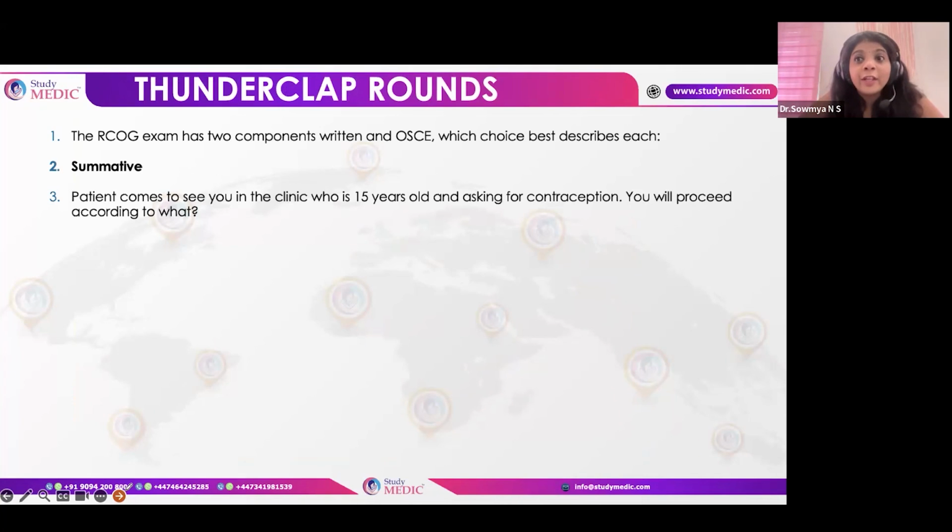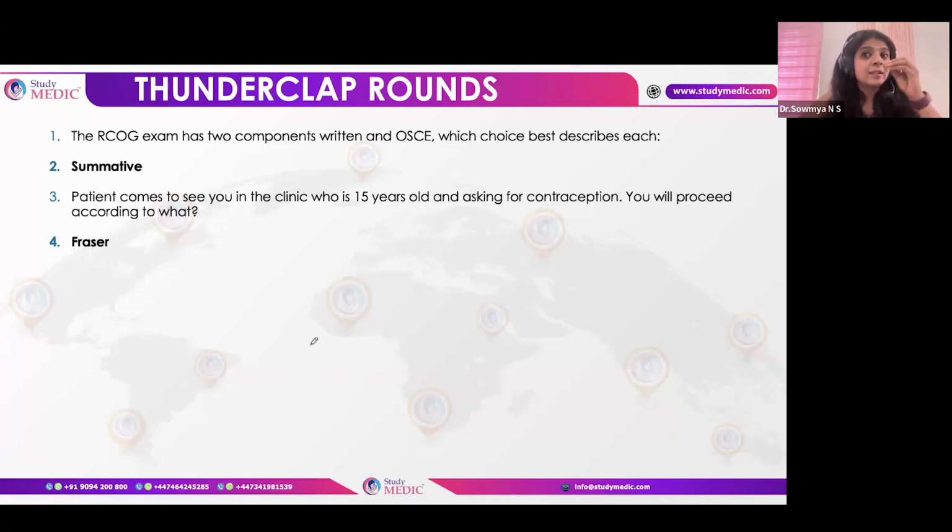She's asked, a 15-year-old asking for contraception. Definitely, this is what is your Fraser law. Between 13 to 16, if you feel they have capacity, they are able to understand the pros and cons, and they are able to communicate, you go ahead.